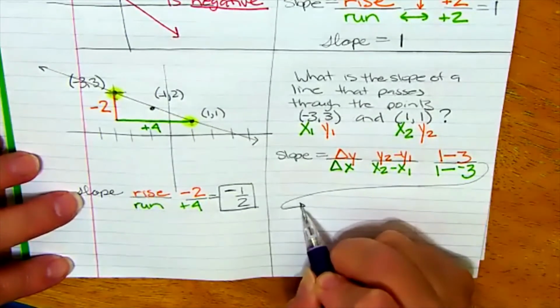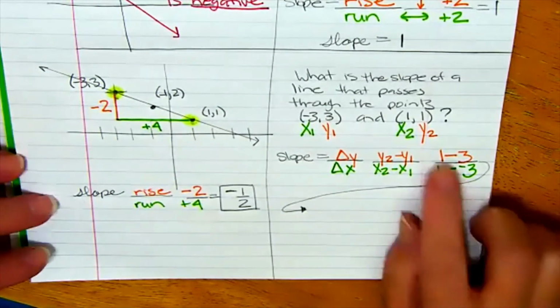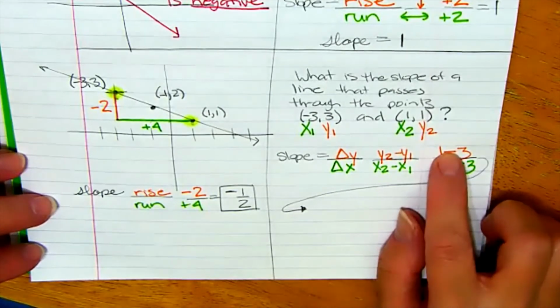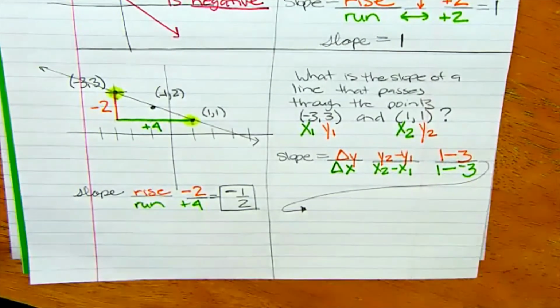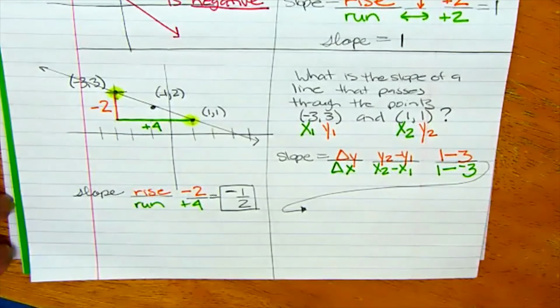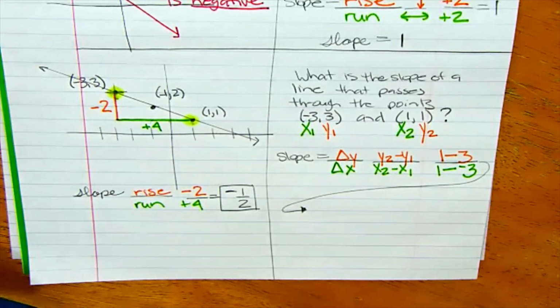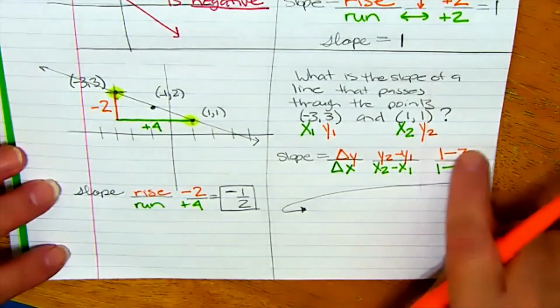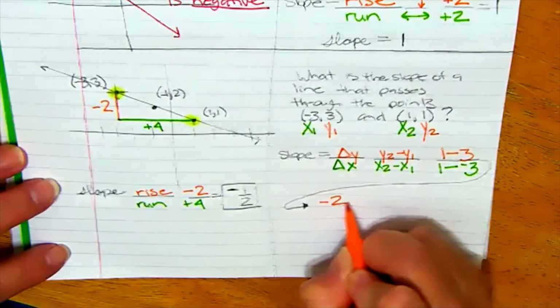Let's bring this around. So 1 minus 3, this is where knowing your negatives and how to use those negative integer operations comes in. 1 minus 3 is -2.